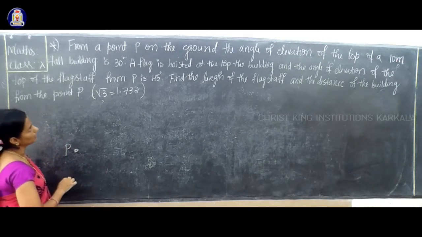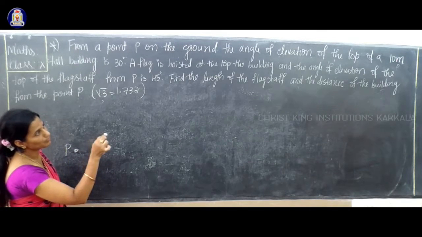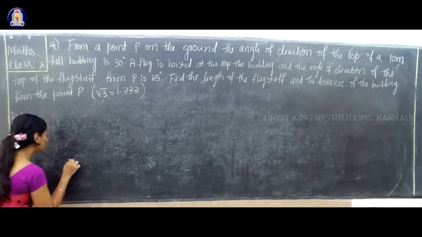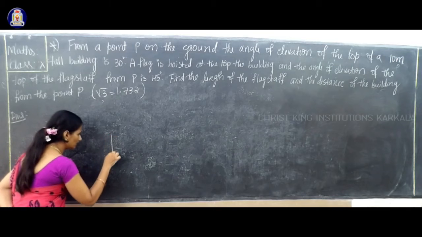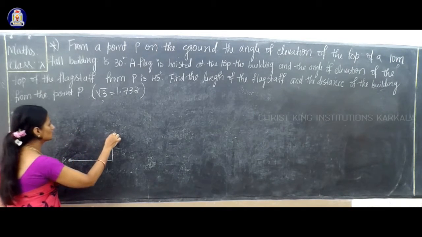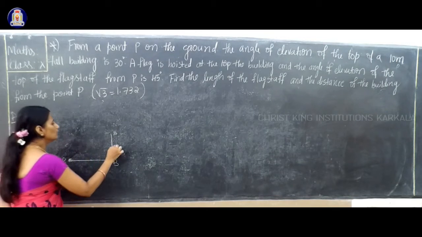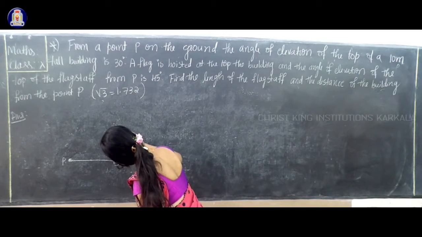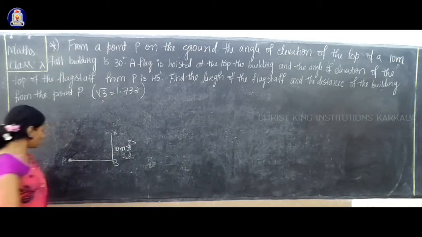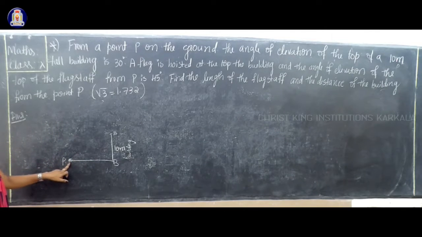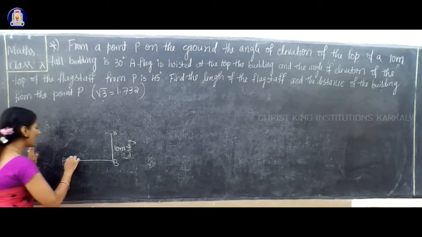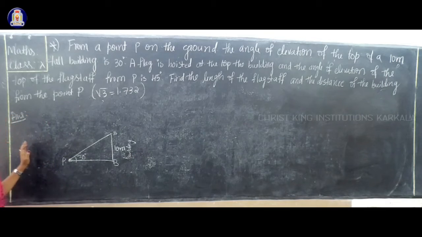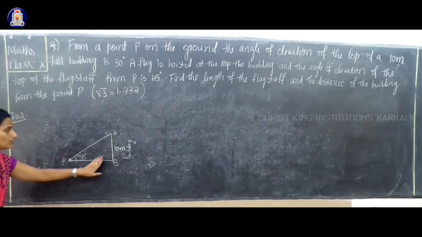So this is point P, and here is the building. AB is the building whose height is 10 meters. Now first we complete the 30 degrees. From the point to the top of the building, the angle of elevation is how much here? 30 degrees. So by this we got the figure, correct now?